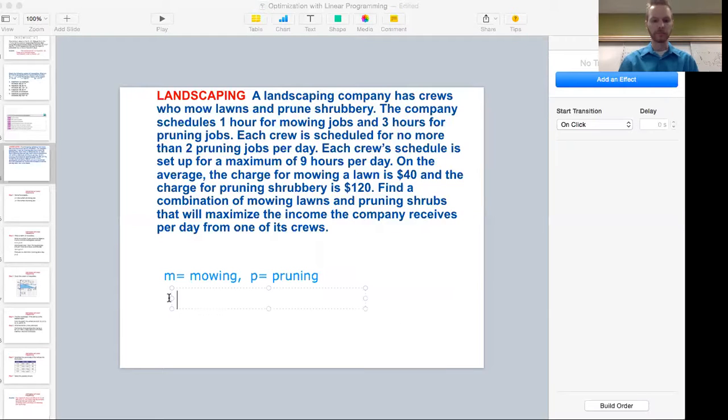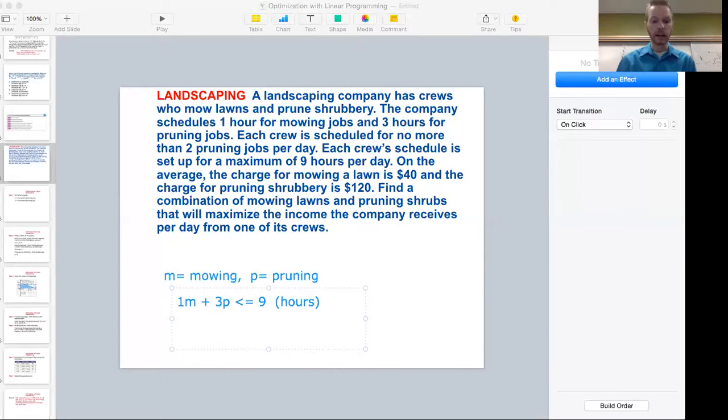Now, for the next part, I need to come up with some inequalities, some restrictions, right? So let's see. It says here that the maximum hours per day that the crew is allowed to work is 9. Okay, so let's think about that for a second. I could write down that it takes 1 hour for mowing plus 3 hours for pruning, okay? And that has to be less than or equal to 9. Now, because I'm typing this out, there's no symbol for that, so I apologize. You're going to have to just bear with me when it comes to the symbols here. So we have one equation, and this is the hours. That's what that restriction represents, okay? Notice, that's less to look through in the problem, right? We created an inequality about the hours.